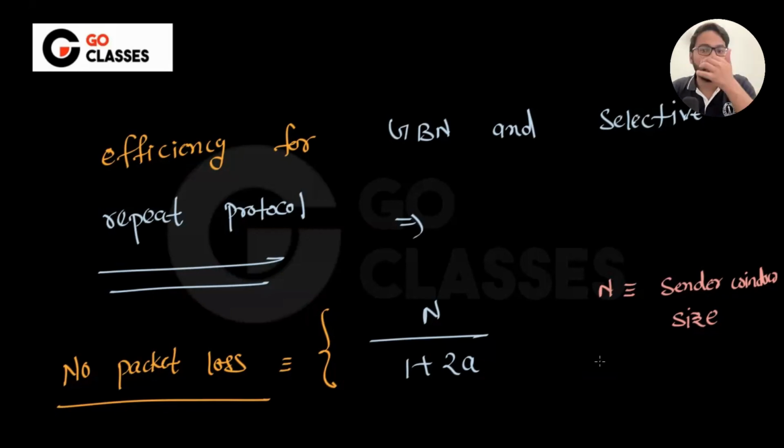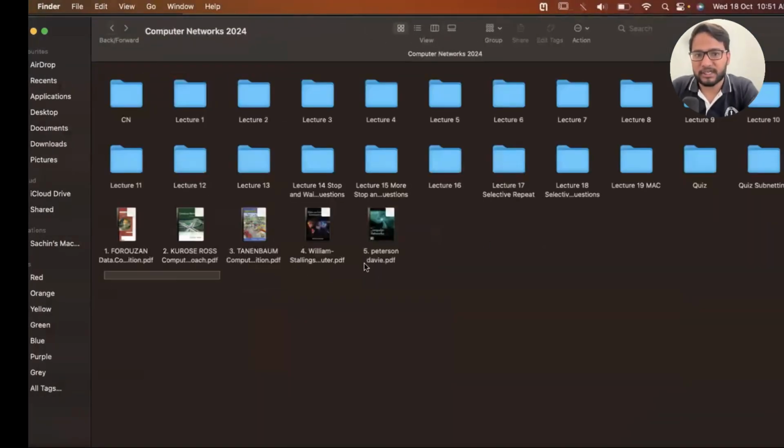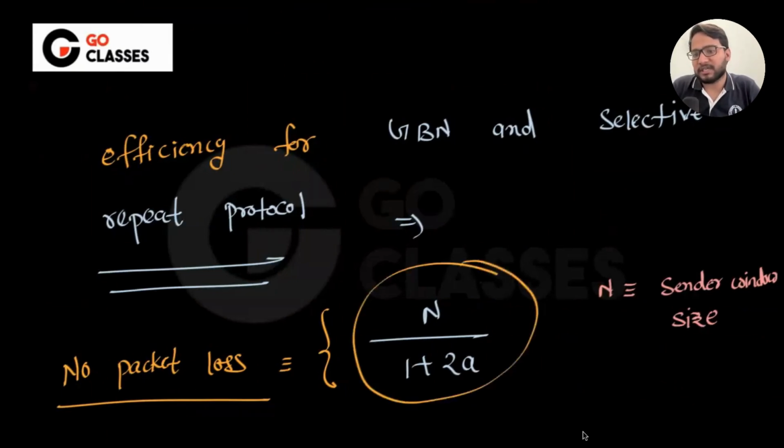If there is a packet loss, they have not asked in GATE because it is beyond the syllabus. It is not even given in the textbooks. These probabilistic analyses, if the packet is lost, are not given in any textbook, meaning the textbooks I'm referring to for our computer networks purpose. As far as I have seen, if I remember correctly, it is not given there, and also it is not required for GATE. If there is no packet loss, then this is the efficiency in case of go back N and selective repeat.